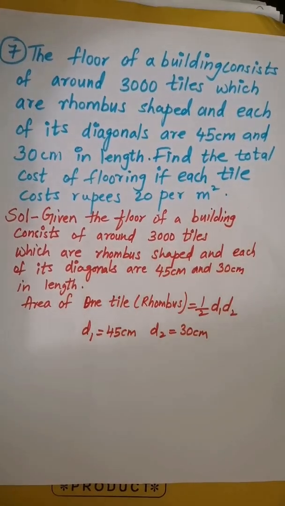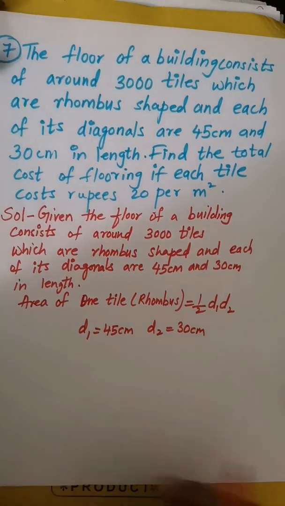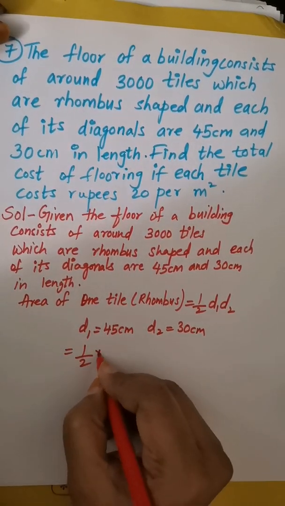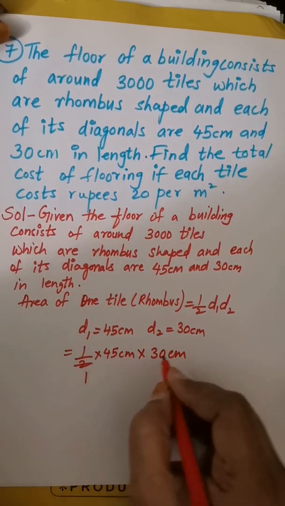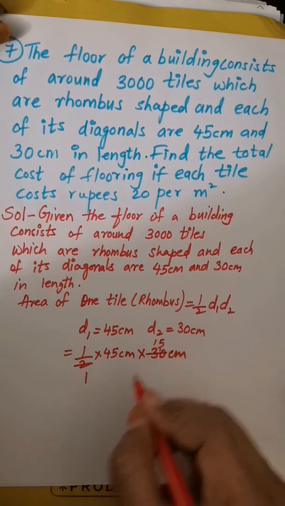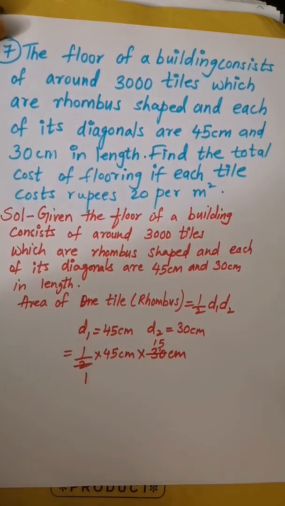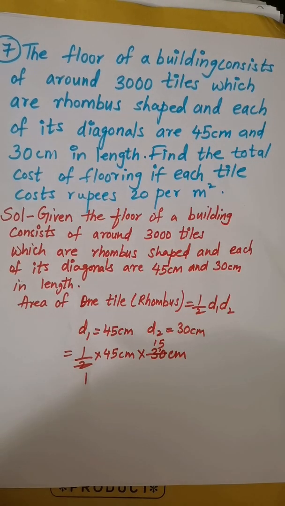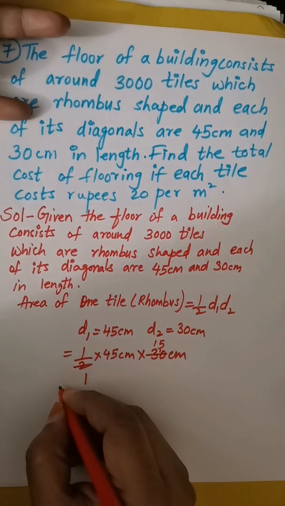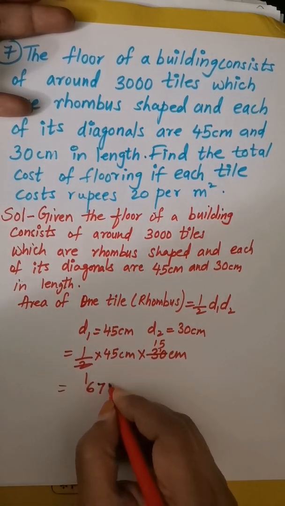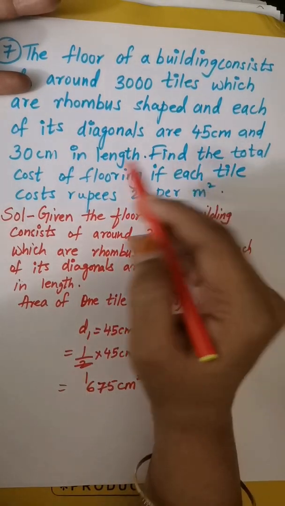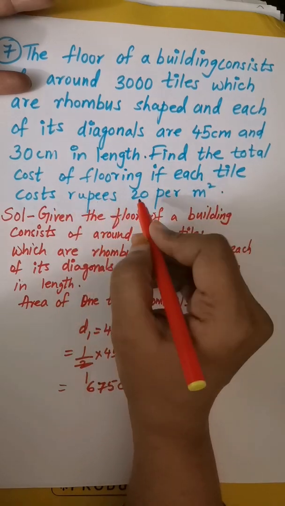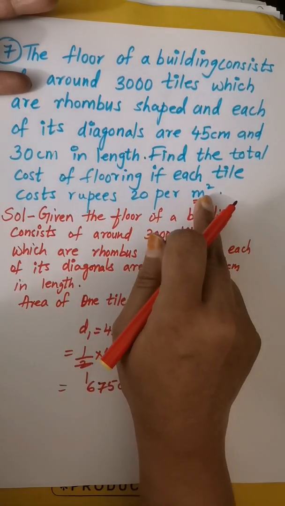Now children, so half into 45 centimeter into 30 centimeter. 2 ones are 2, 2 ones are 2, 5s are. So 45 into 15. If you multiply 45 into 15, the answer will be 675 centimeter square. Now here the cost of flooring, if each tile costs 20 per meter square, it is given in meter square, children.